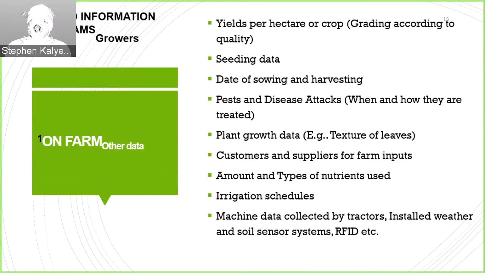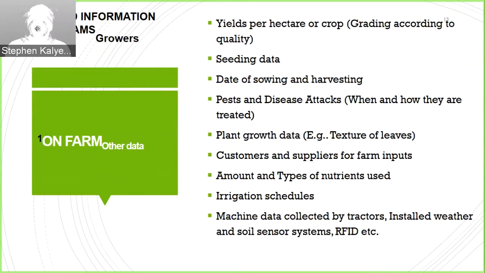Customers and the suppliers of farm inputs. Most of the time, these farmers have daily customers. They have these records. Probably they have supermarkets they supply, and they have to keep track of this information. When it comes to the amount and length of nutrients, this is specific, because not all nutrients can solve soil problems. Some really opt for micro or macronutrients.